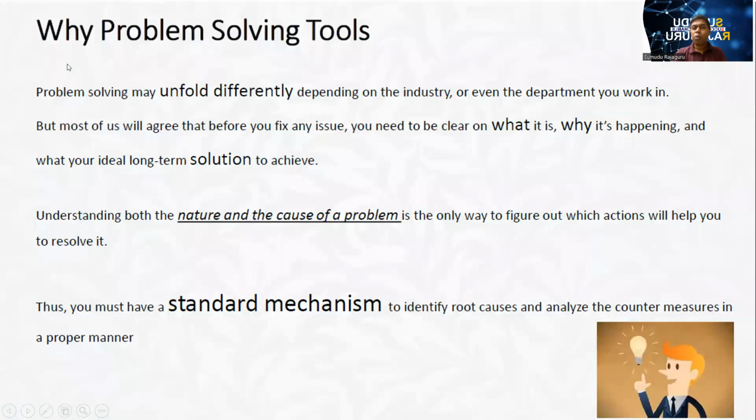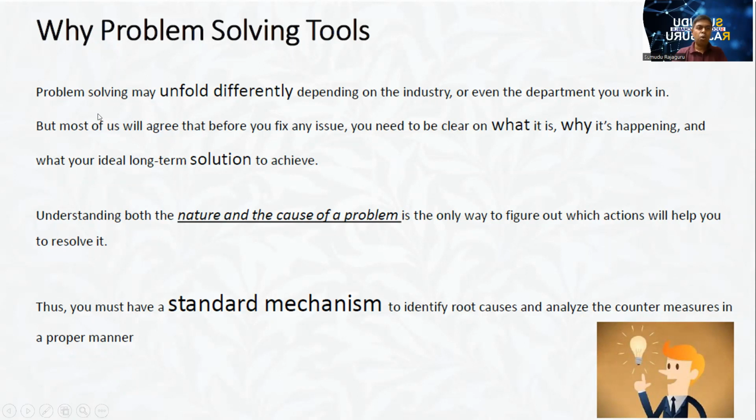Okay. Why problem solving tools? That is also important. Now you can see here, problem solving may unfold differently depending on the industry. When we talk about the industry, it may be manufacturing, it may be the service sector, it may be a banking sector, whatever the place. So industry to industry, location to location, environment to environment, the problem is different. Even in the same organization, different departments may have different problems. So we have to understand that.